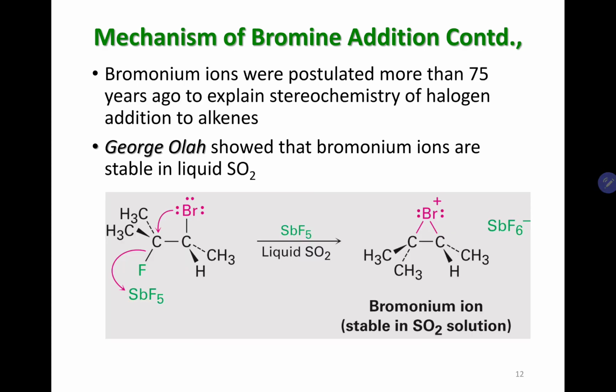All right, so as I mentioned earlier, this mechanism goes through the bromonium ion, which basically blocks one side of the ring. This bromonium ion was postulated more than 75 years ago, but George Olah, the scientist, was able to isolate this bromonium ion in liquid sulfur dioxide. So this is how bromonium ions look.